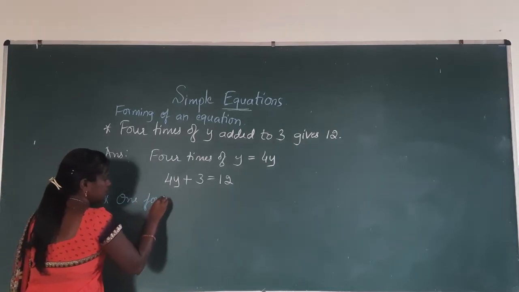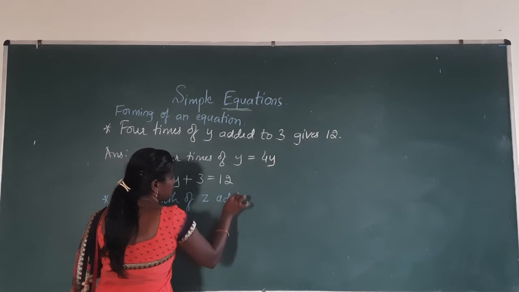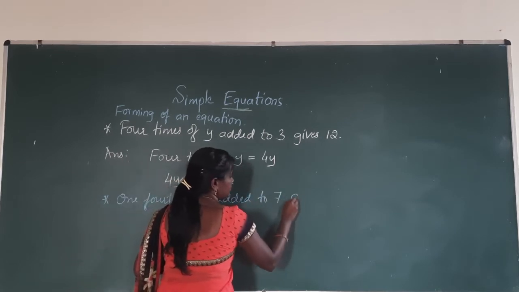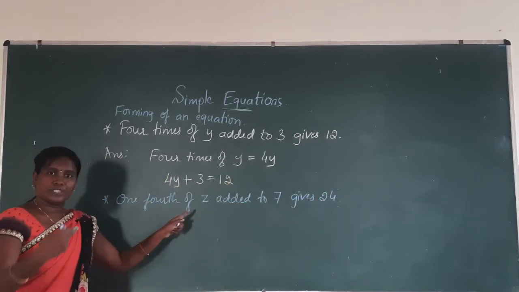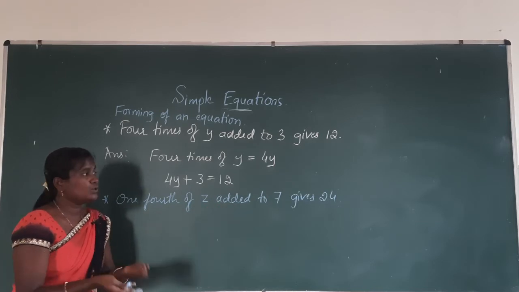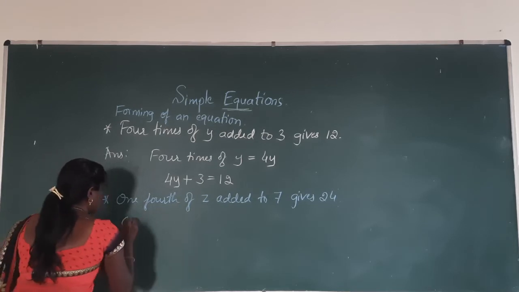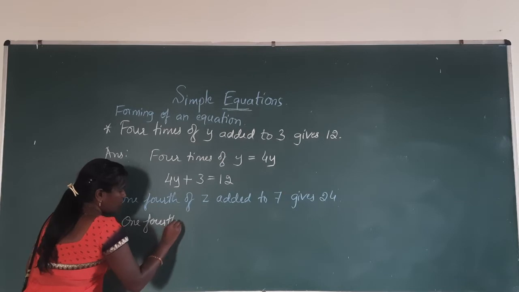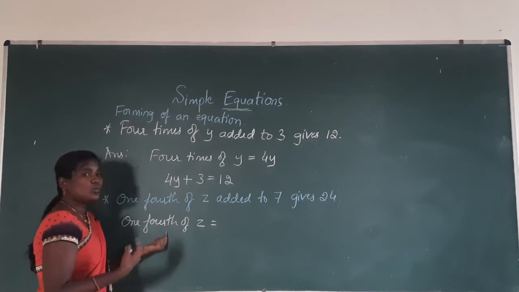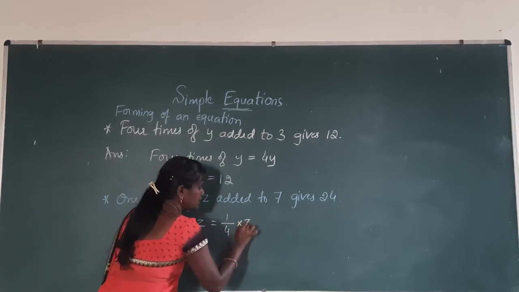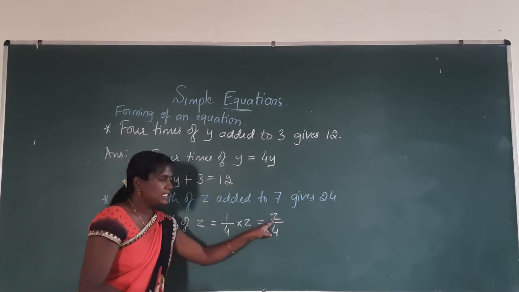1/4 of z added to 7 gives 24. Can we write 1/4 of z here? 1/4 of z: of indicates multiplication, so what about 1/4? 1/4 of z is equal to z by 4. Can we write it as z by 4? 1 into z is z by 4.